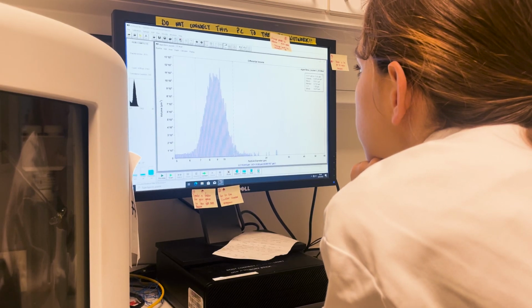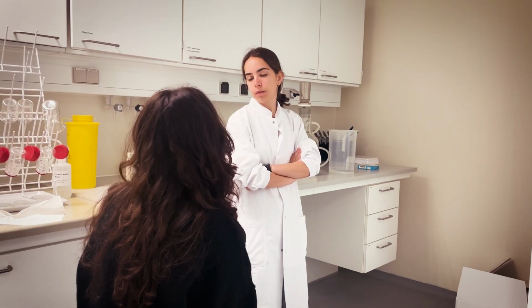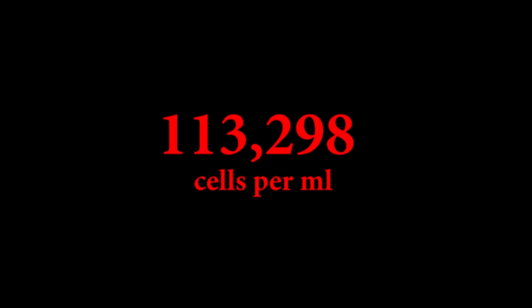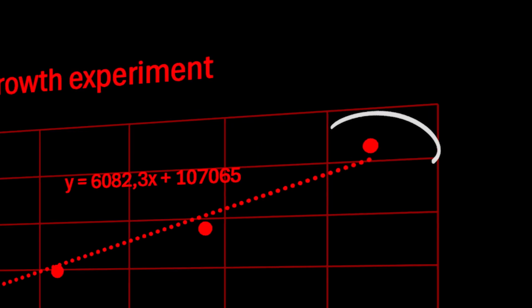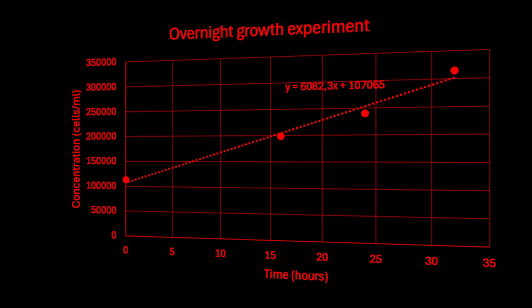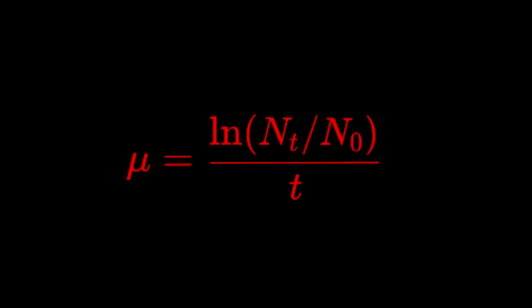After repeating the algae growth experiment to account for overnight respiration, we collected concentration measurements over a 24-hour period. Readings were taken every 8 hours, following the initial 16 hours. The initial concentration was 113,298, and the final concentration reached 239,849, slightly more than double. Based on this increase, we calculated a growth rate of 0.74.